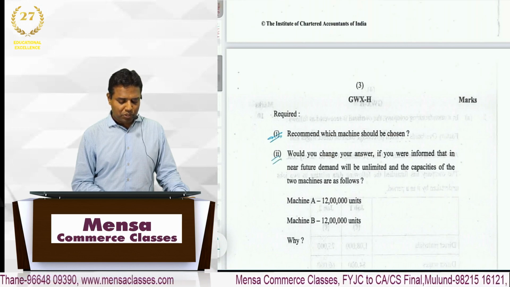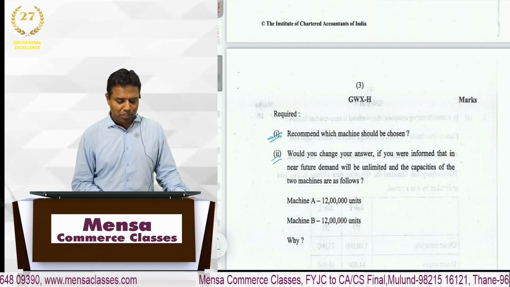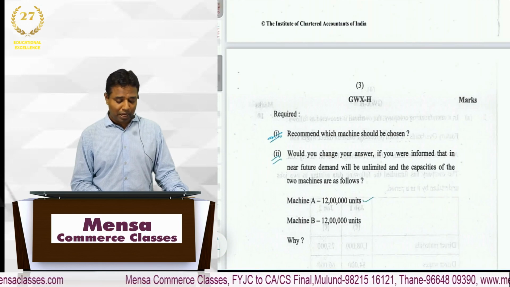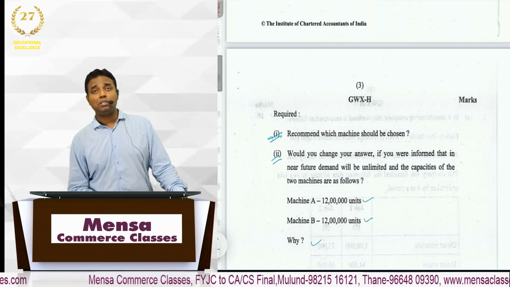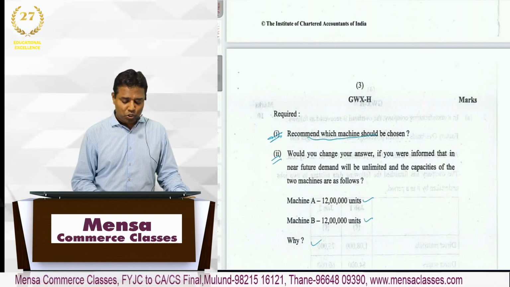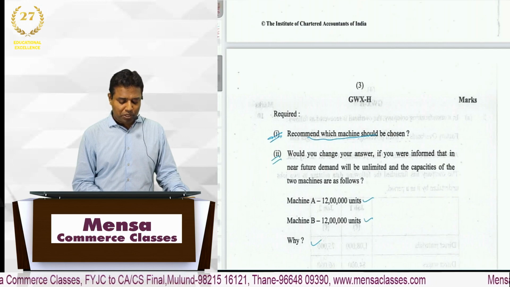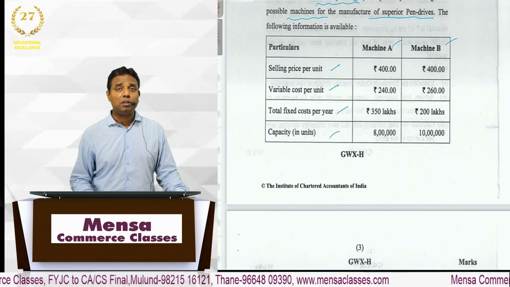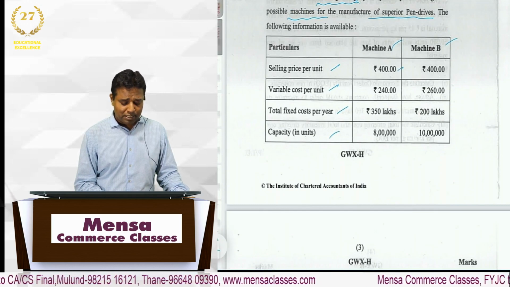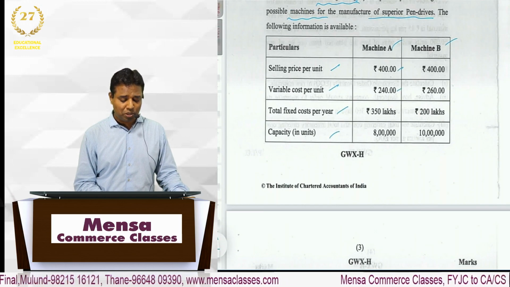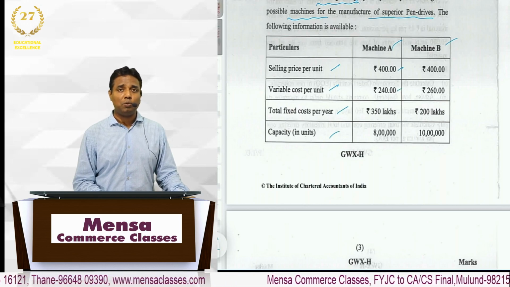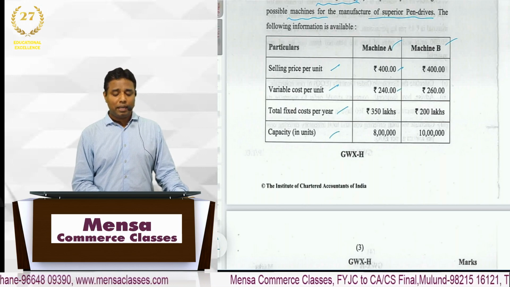Would your answer change if informed that in the near future demand will be unlimited and the capacities of the two machines will be 12 lakh units each? Why? You are supposed to give the reason. Now we are supposed to answer which machine should be chosen. Based on the data given, selling price and variable cost are given in both cases, fixed cost is given, and capacities are given at the individual level. Correct. And what is the demand?